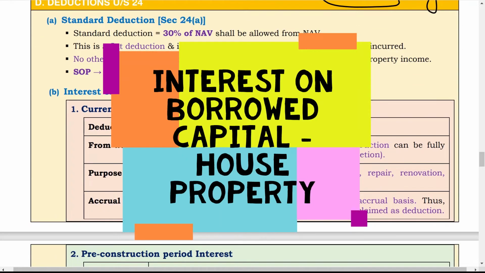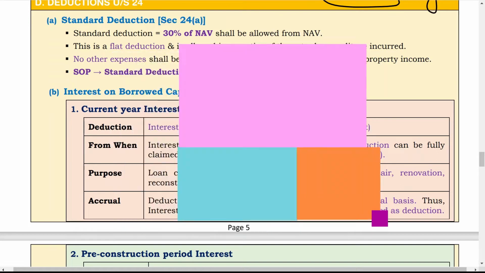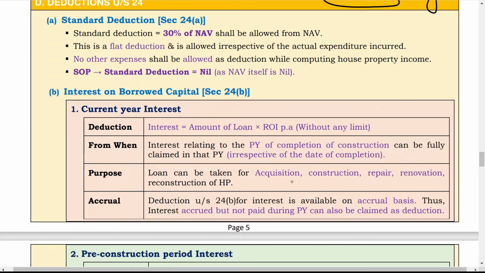Interest on borrowed capital. So deduction is equal to the interest amount of the loan multiplied by the rate of interest per annum, without any limit, if the property is let out. From when? Interest relating to the previous year of completion of construction can be fully claimed in that previous year, irrespective of the date of completion.